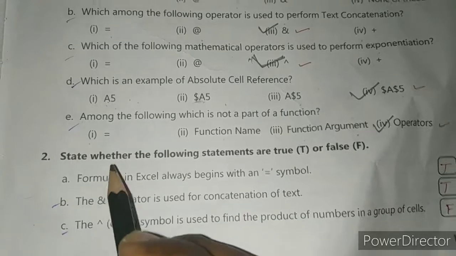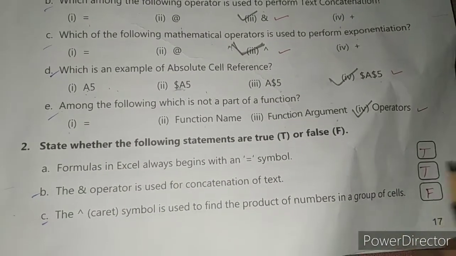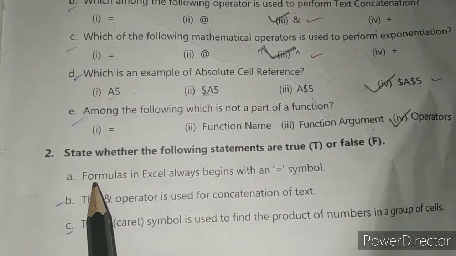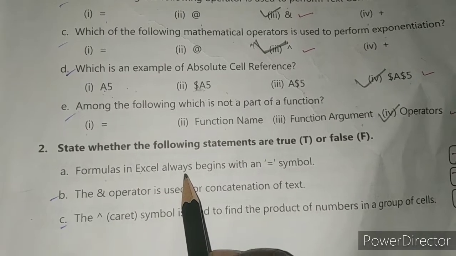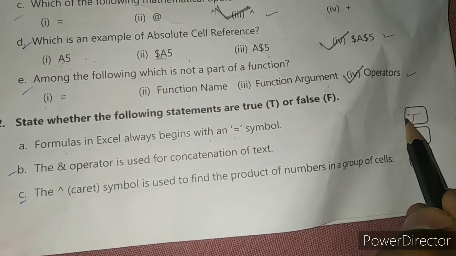So this is the first question, objective type questions, in the book exercise. Now our second question is true false type questions. Here we have to write T for true and F for false. First is, a formula in Excel always begins with an equal to sign. Yes, this is true. So here T has been filled.